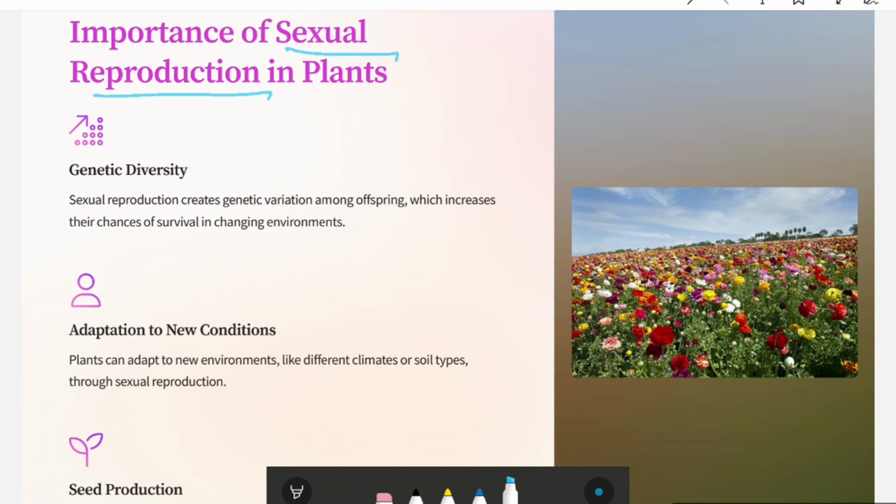If this question is asked, the answer is genetic diversity. What do we mean by genetic diversity? Sexual reproduction creates genetic variations among the offspring, which increases the chance of survival in a changing environment. Next is adaptation to new conditions. Plants can adapt to new environments like different climates and soil types through sexual reproduction.